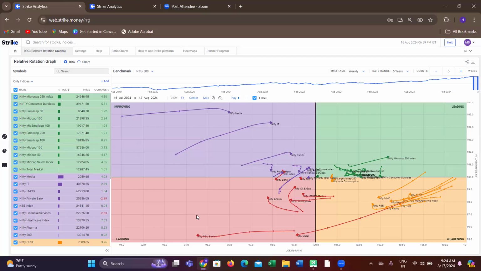Now, moving on to the next part that we spoke about earlier. Let's talk about the x-axis and y-axis. What do they represent, right? The x-axis that you can see at the bottom is the JDK RS ratio. JDK is nothing but, as I said in my previous video, the RRG chart was invented by Julius de Kempenaer. So JDK stands for its short name, and RS ratio is nothing but relative strength ratio. So the x-axis represents relative strength ratio, and the y-axis represents the relative momentum, right?